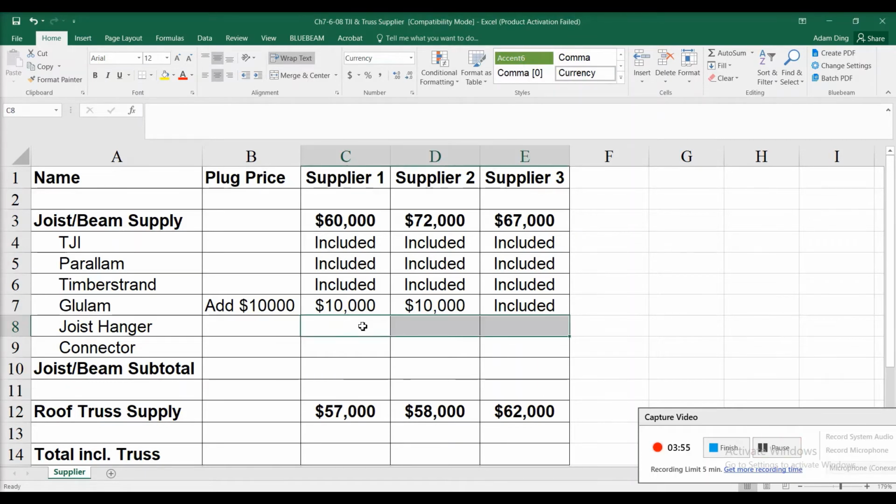Joist hanger seems to be included for everyone, so what we do is just put it included across the board. The connector, only supplier 2 was including that for $5,000. Again, you either get quotes from supplier 1 or supplier 3 for their own number, or for now you can plug in $5,000 for the people who missed it.